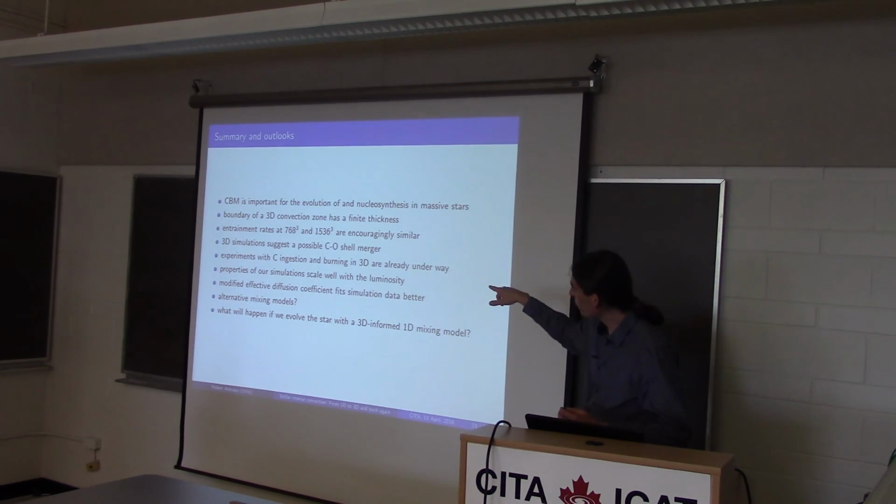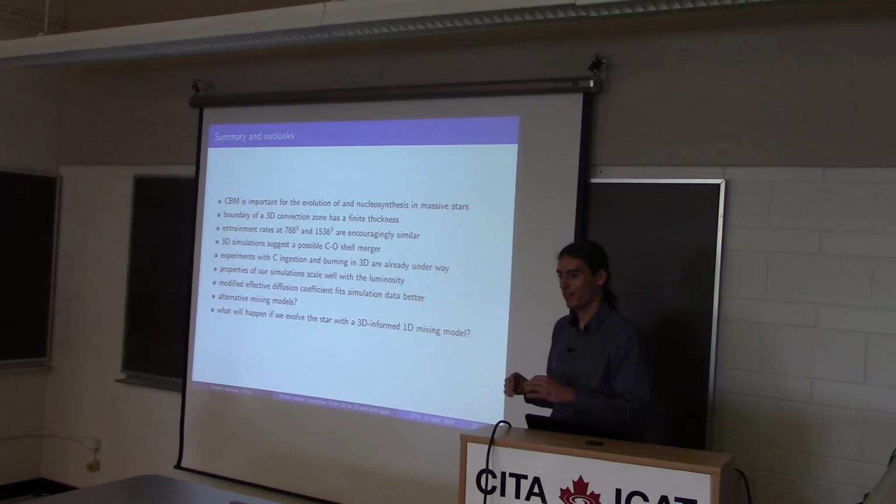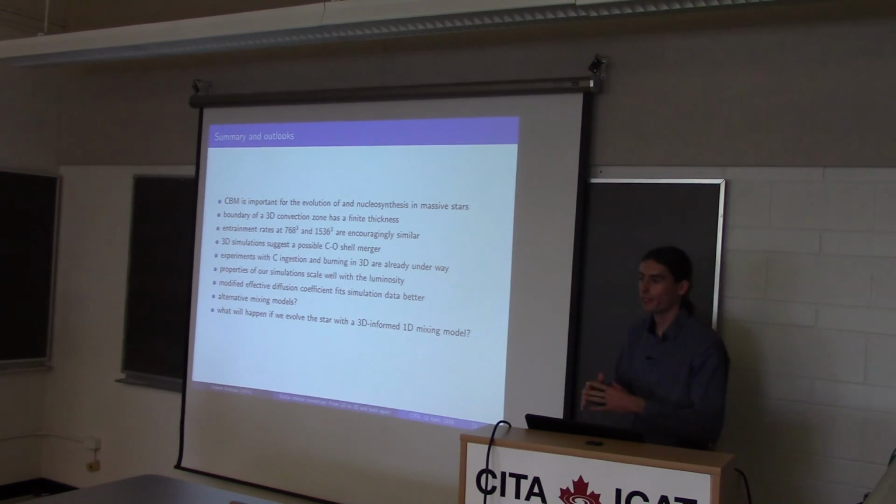The simulations that I mentioned with carbon ingestion were a bit artificial in the sense that we put some carbon into a stable layer on top of the convection zone. So it's not the same thing. But I would expect that if you have two convection zones, then they would merge quite quickly once they touch.